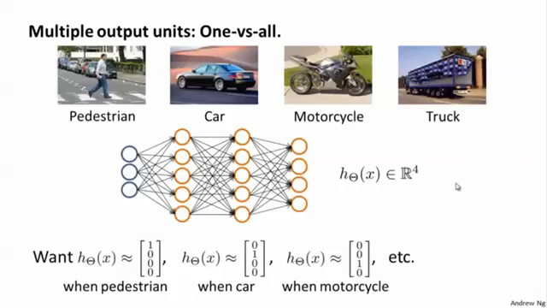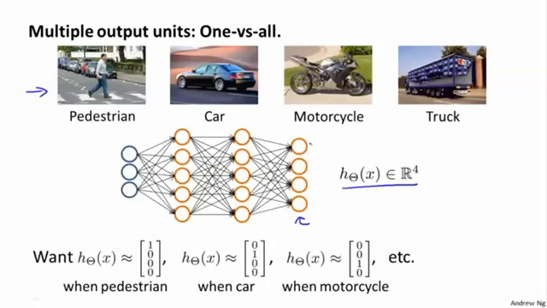The way we do multi-class classification in a neural network is essentially an extension of the one versus all method. Let's say we have a computer vision example where, instead of just trying to recognize cars as in the original example, we're trying to recognize 4 categories of objects. Given an image, we want to decide if it's a pedestrian, a car, a motorcycle, or a truck. In that case, we would build a neural network with 4 output units, so that our neural network now outputs a vector of 4 numbers.